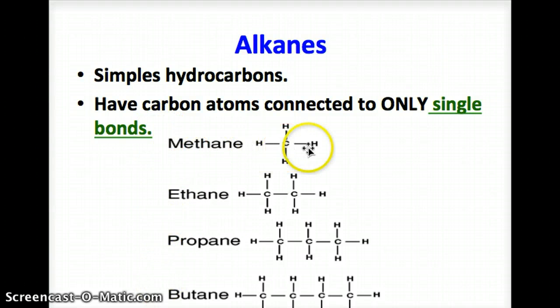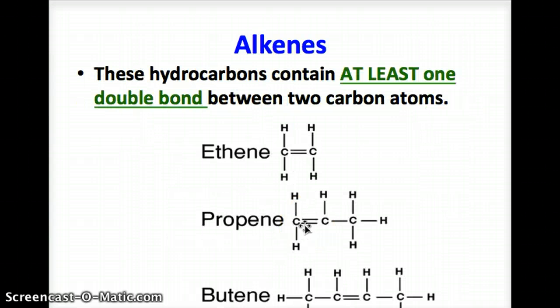Just know that methane is CH4. Propane is C3H8, okay? Ethane is C2H6, and butane is C4H10. So the way I would know it is just draw one carbon surrounded by hydrogens, and now you know that it's CH4. Ethane is two carbons, so put all the hydrogens around it, and now it's C2H6.